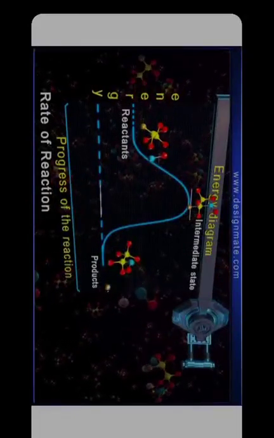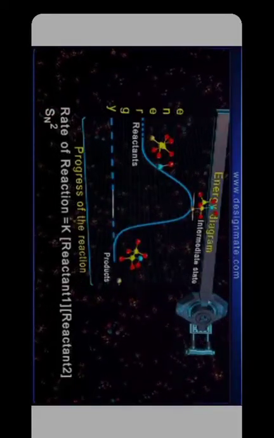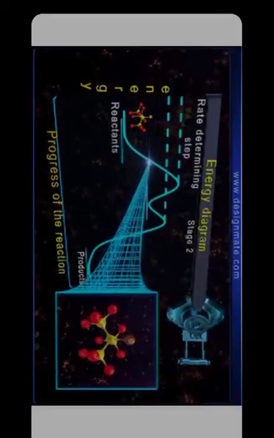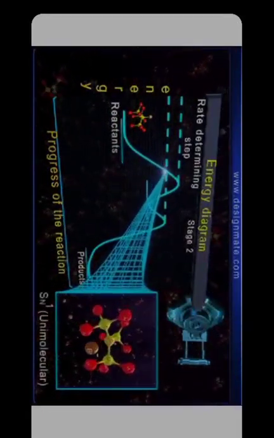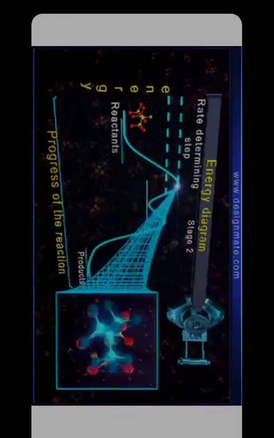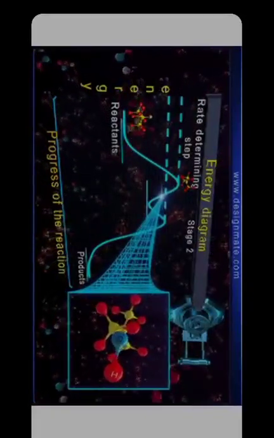Summary: we've learnt about the detailed mechanism of the SN2 type of nucleophilic substitution reaction, which takes place in one step, and the rate of this reaction is dependent on two reactants, which makes it a bimolecular reaction. We've also seen the mechanism of the SN1 type of reaction, which is a two-step reaction. The first step is slow, and is the rate determining step, which does not depend on the concentration of the nucleophile. Therefore, it is called a unimolecular reaction.